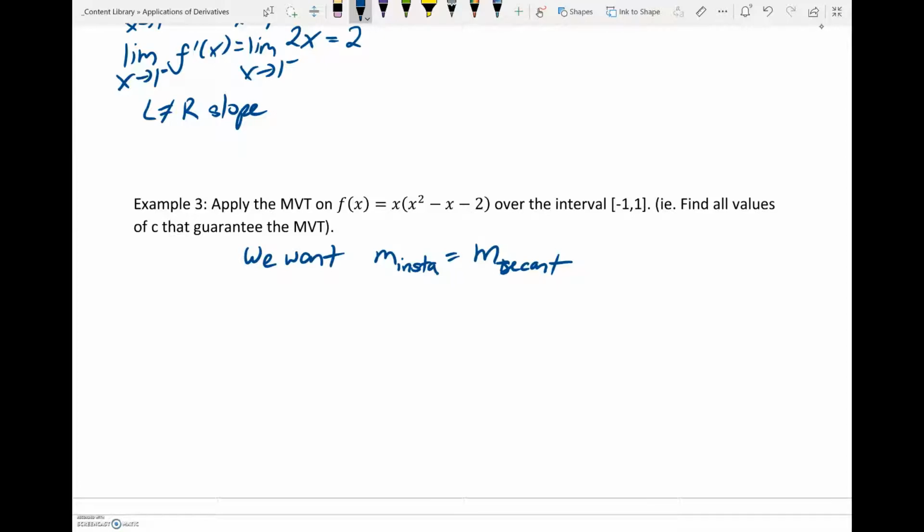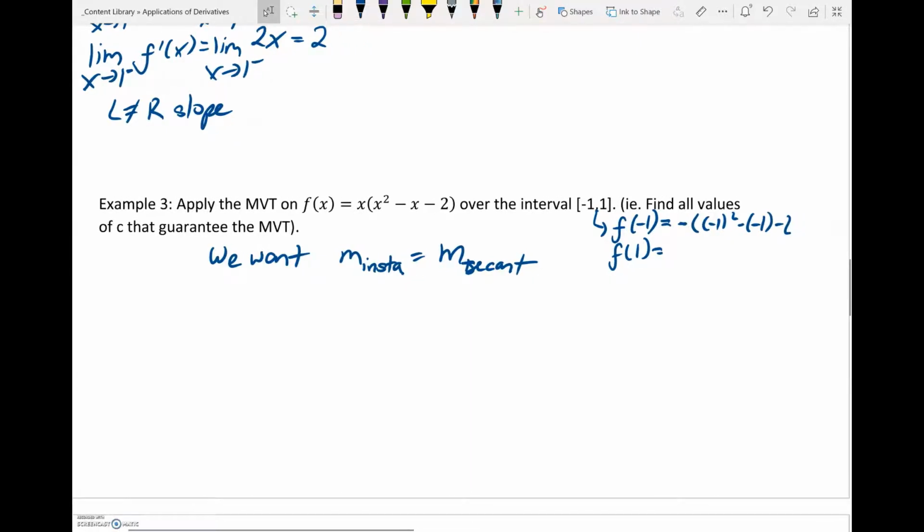Now your secant, remember, that's y2 minus y1 over x2 minus x1. We have our x values. You probably need to find your y values, which is what we should do. So we'll evaluate f of -1 and f of 1 to find those y values. f of -1, that's negative times -1 squared, negative 1 minus 2. Overall, this is 0. And if you evaluate f of 1, this is going to be -2.